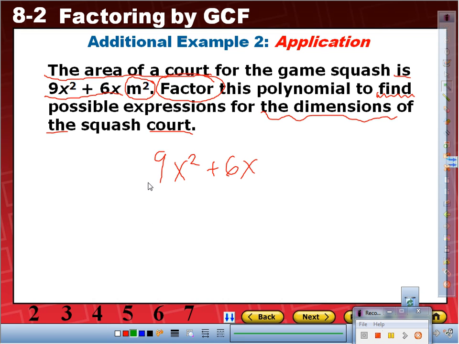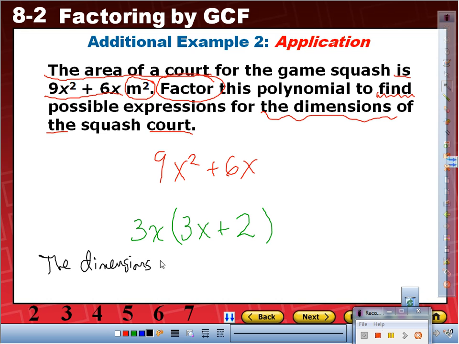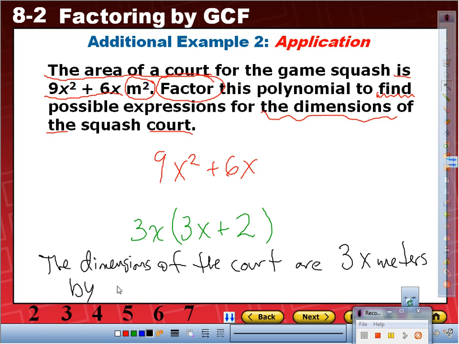All right, let's see. What's our GCF? 3x. And what's left? 3x plus 2. So our sentence will be: the dimensions of the court are 3x meters by 3x plus 2 meters.